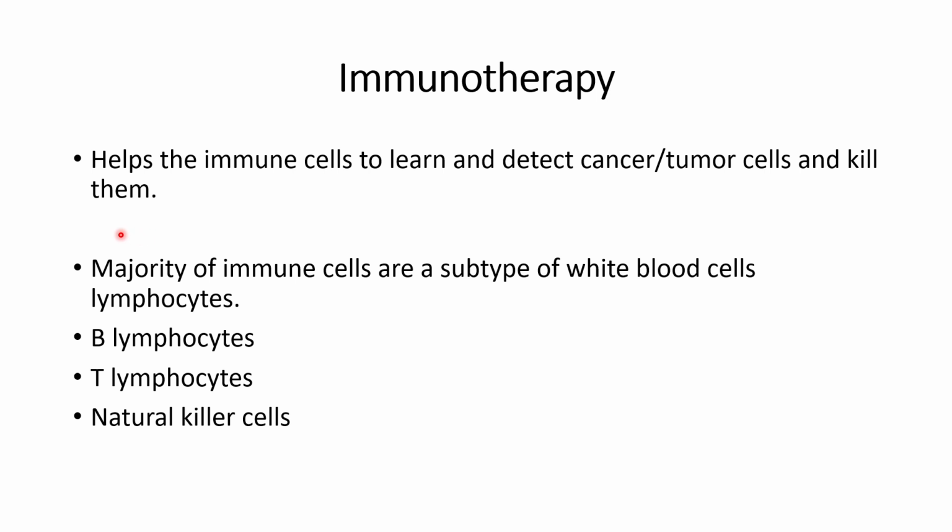So where do most of the immune cells lie? Most of the immune cells lie in white blood cells, and that too a specific kind of white blood cells called lymphocytes. They are majorly categorized into three types: B lymphocytes, T lymphocytes, and natural killer cells.